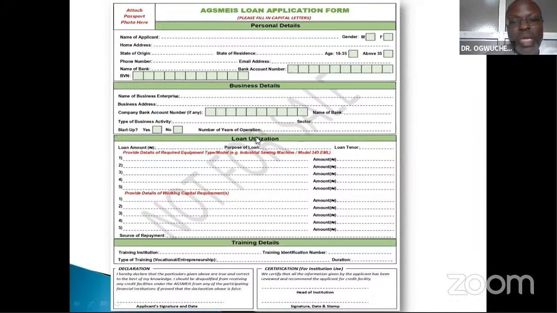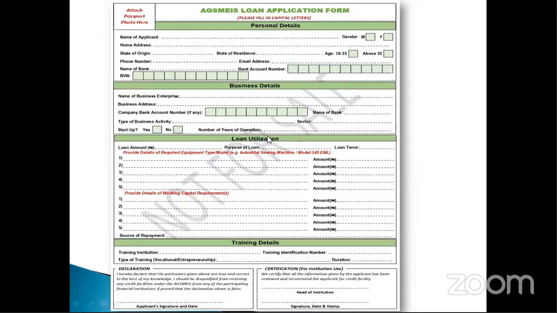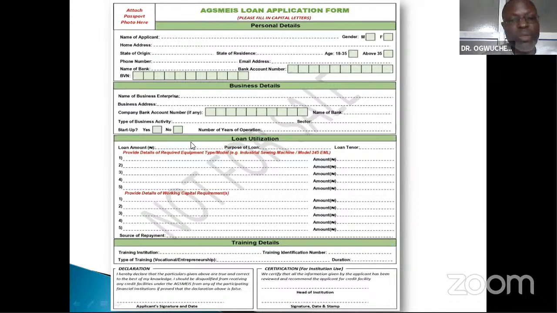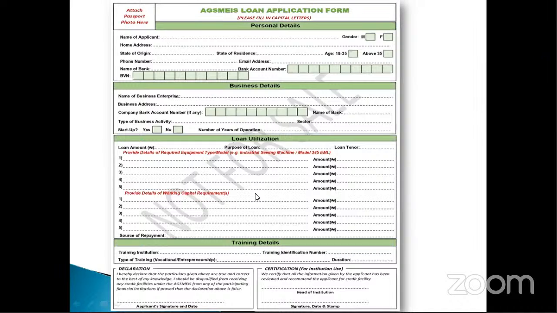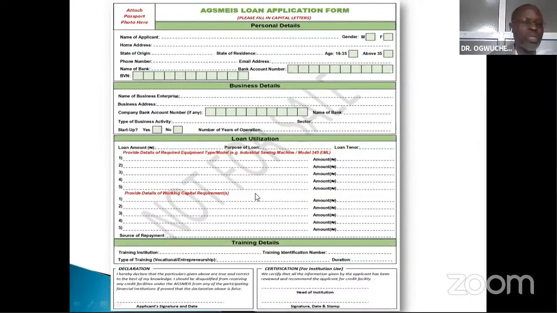Then now the loan utilization. This is a very important component, the most important component of this form, really. Because here you'll be expected to make a proposal. So it's important that we quite understand this section. It's a unique section.